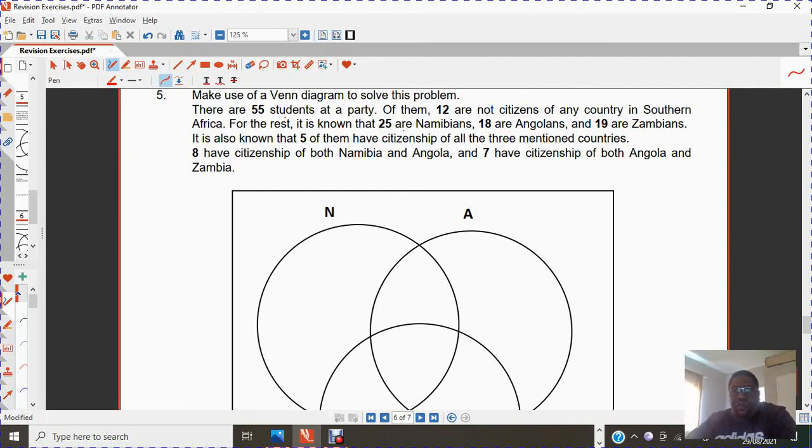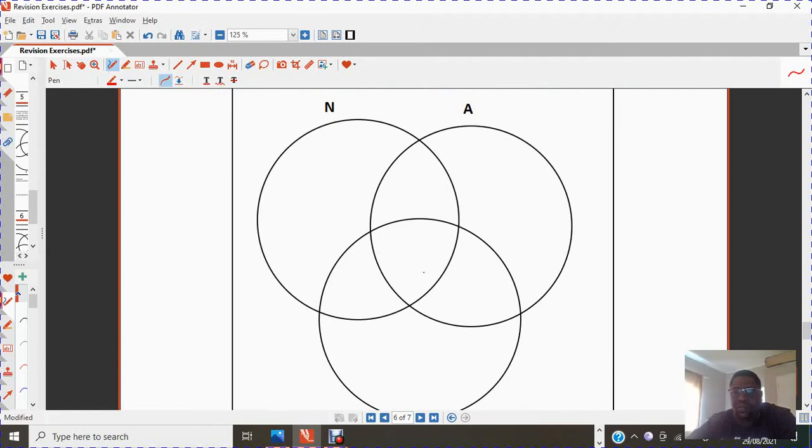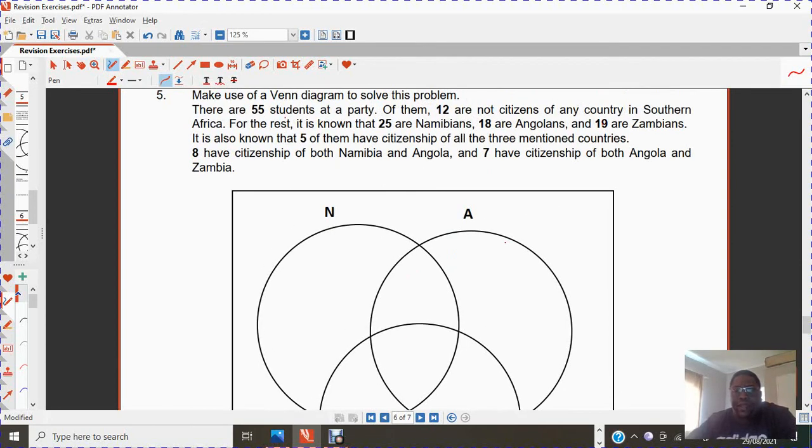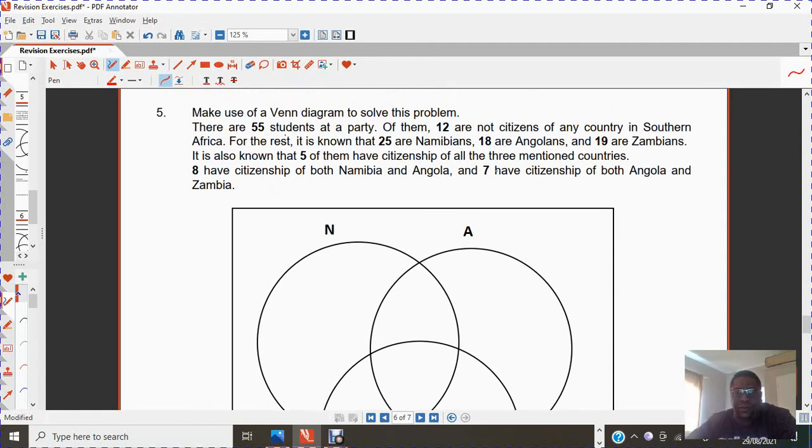it is known that 24 are Namibians, 18 are Angolans, 19 are Zambians. And then we also know that 5 of them have citizenship of all three mentioned countries. That means where the three circles overlapped. And then we also read that 8 have citizenship of Namibia and Angola, and 7 have citizenship of Angola and Zambia. Okay, so let's see what we have so far.